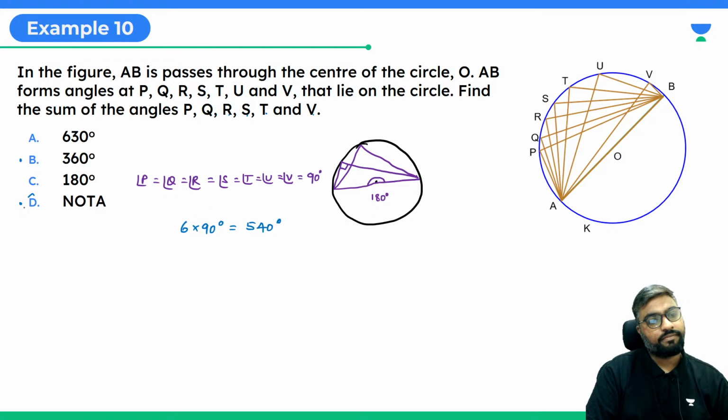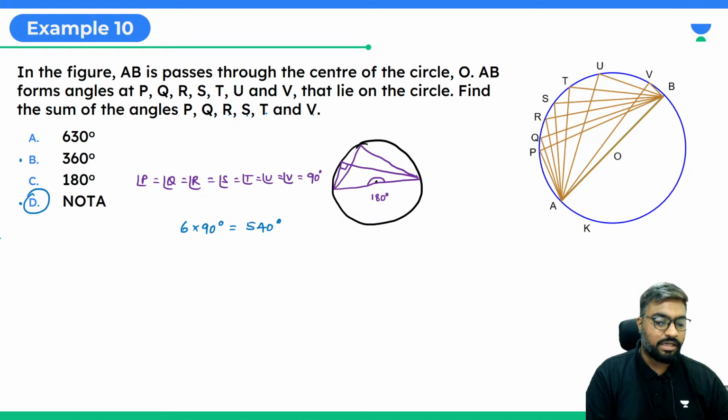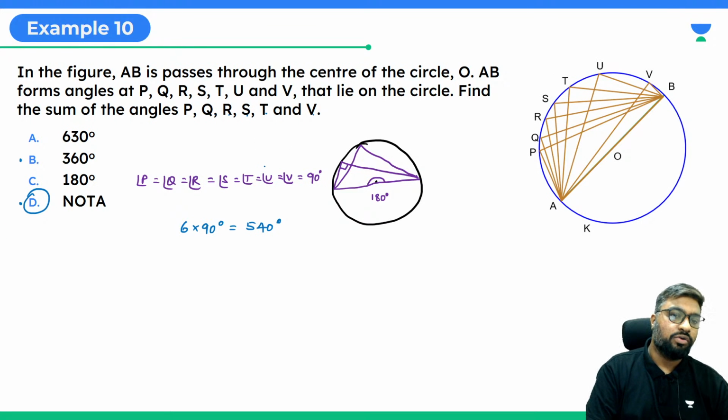Okay. This question intentionally misses out angle U. So 630 degrees will be a trap. Okay.